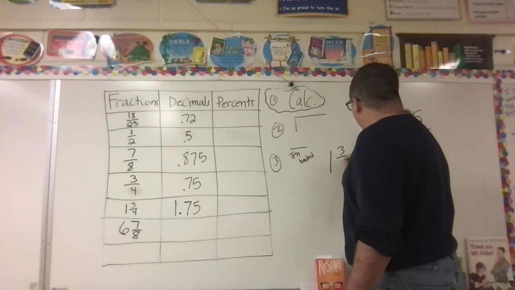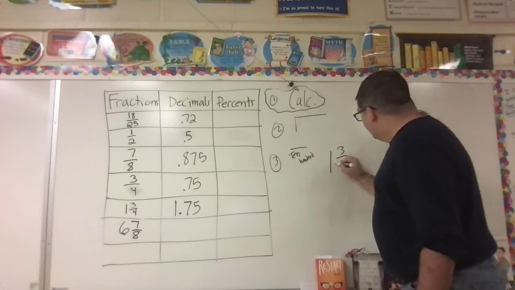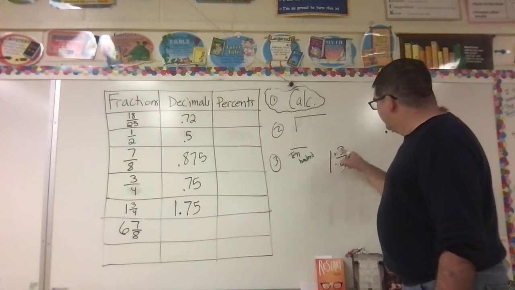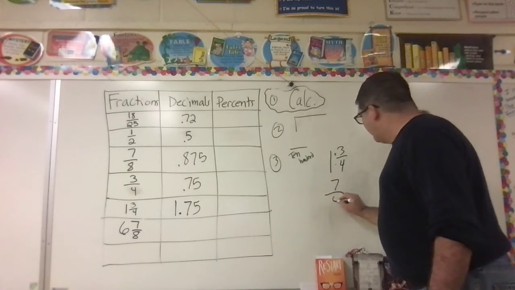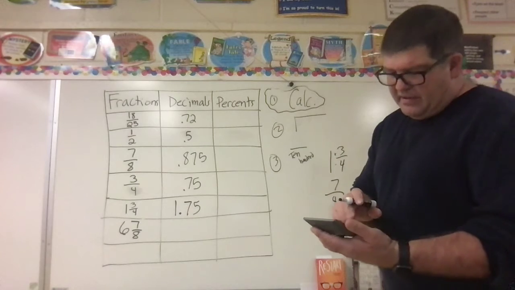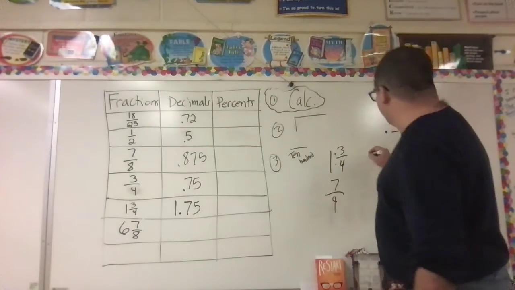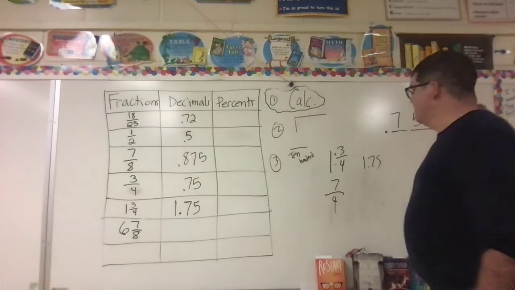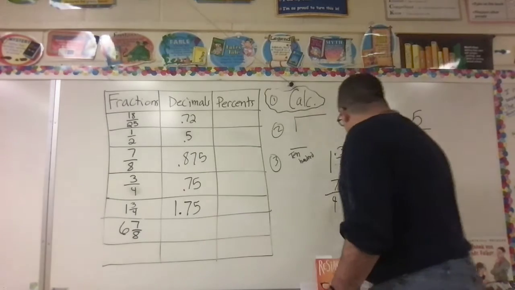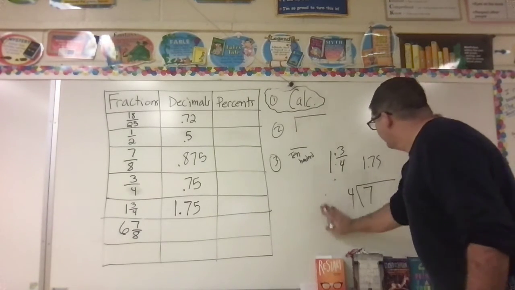The other way you could do it is you could take 1 3/4 and take it to an improper fraction. 4 times 1 plus 3, that is 4, 7, 7/4. And then you take 7/4 and you just divide it. 7 divided by 4 equals 1.75. Or like what we were doing before, you could do 7 divided by 4.